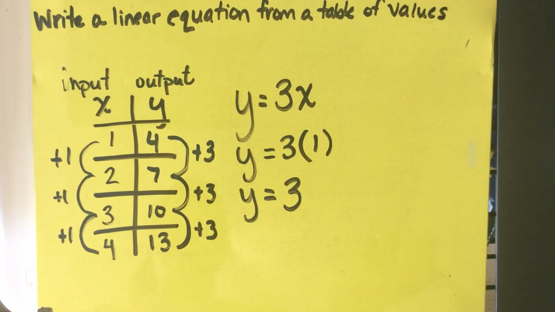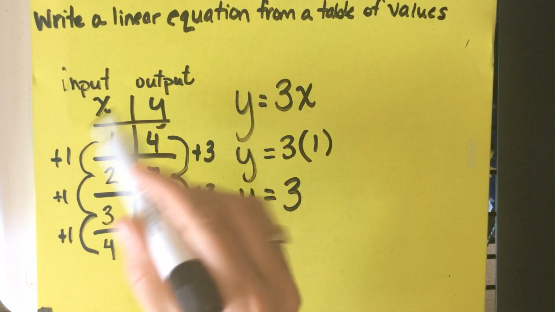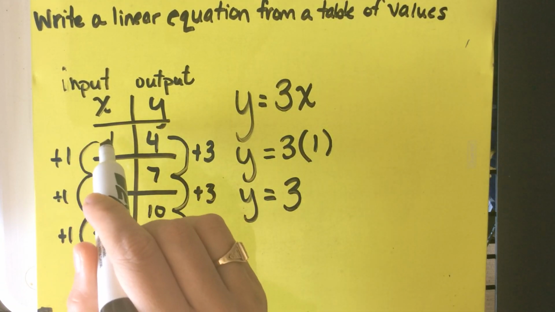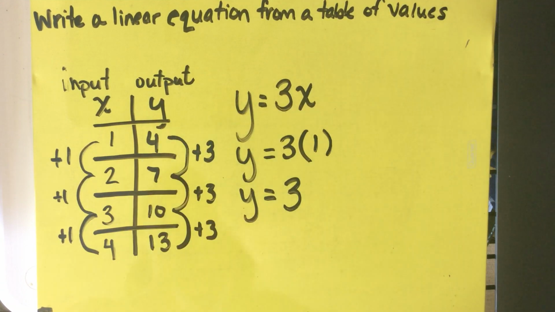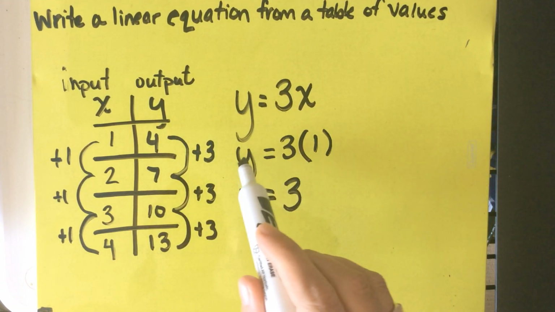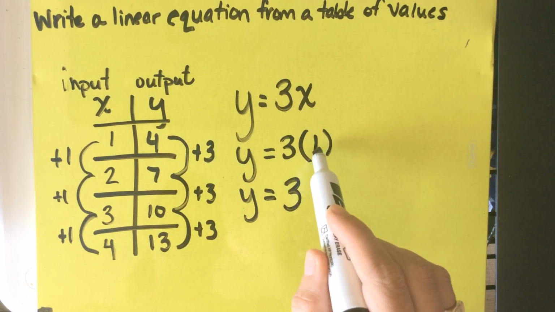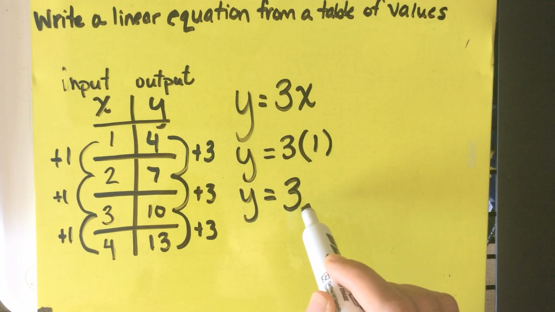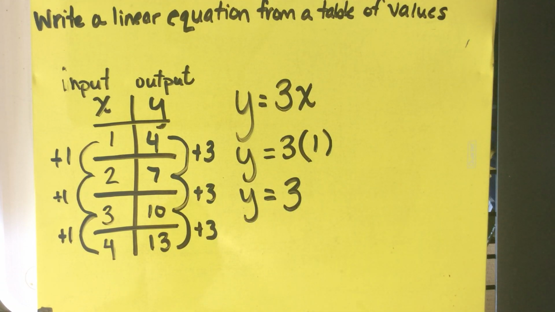My equation is not yet complete, because with this table of values, when I input x as 1, I should get an output of y equals 4. But instead what I got, when I input x equals 1, I got y equals 3. So I'm a little bit off. In fact, I'm 1 off.